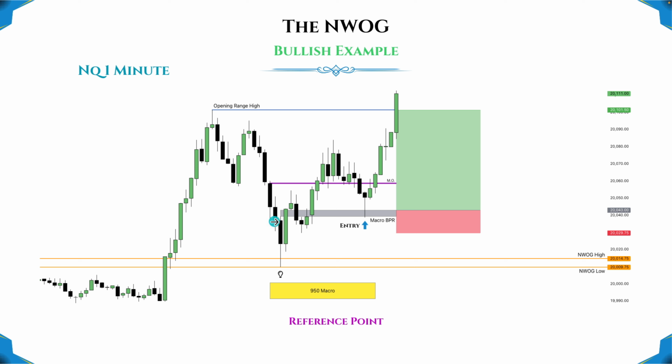Okay, this is your BISI and SIBI. Once we close above it, you're waiting for an entry, macro BPR. Your stop loss is the swing low below the macro BPR. You're targeting this opening range high.